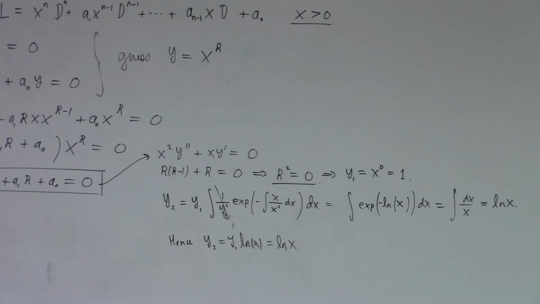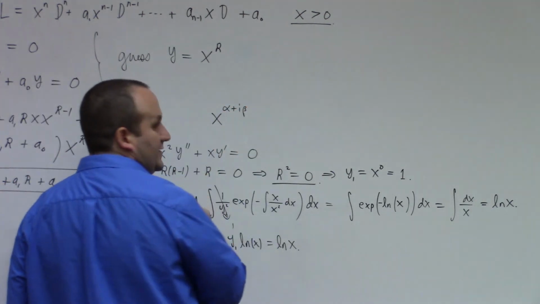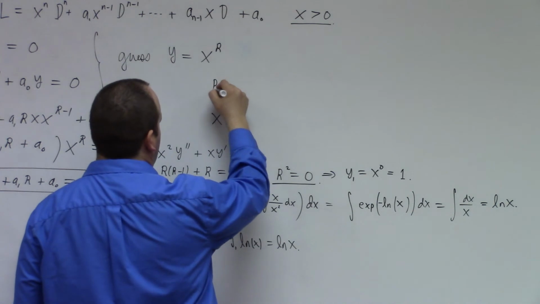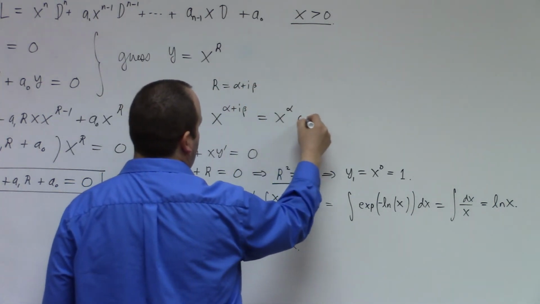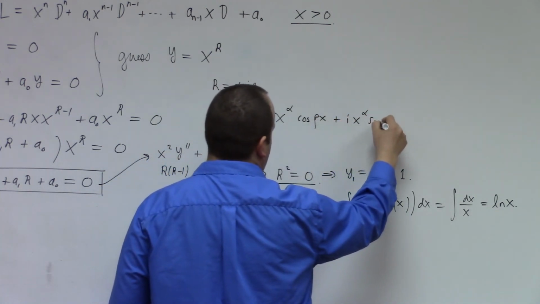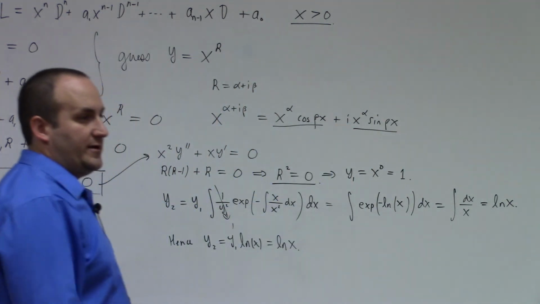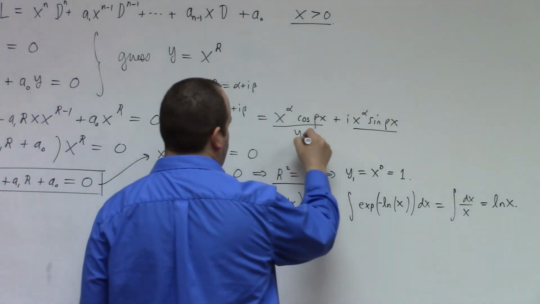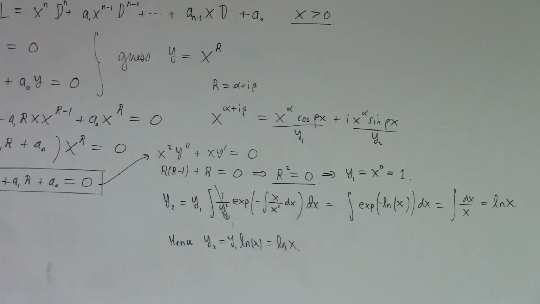If r is complex, then you get a single complex solution, and then you just have to understand what it means if I have x to the alpha plus i beta. If you get r equal to alpha plus i beta, when you solve this, you do x to the alpha cosine beta x plus i x to the alpha sine beta x, and these guys are your y1 and y2 by the complexification procedure again. If that's what it worked out to be.